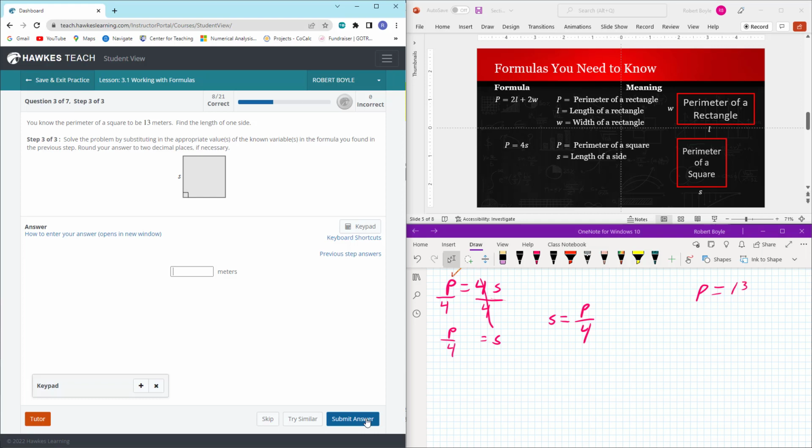And now we need to do our substitution and see what we get. Now notice here, we want to solve the problem by substituting 13 in for p. And we want to round our answer to 2 decimal places. Okay, so let's see what we have here. We have that p is equal to 13.